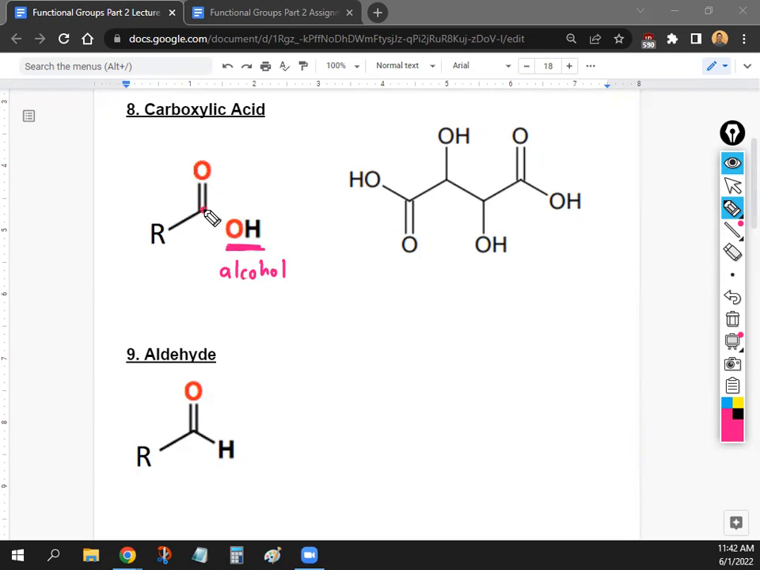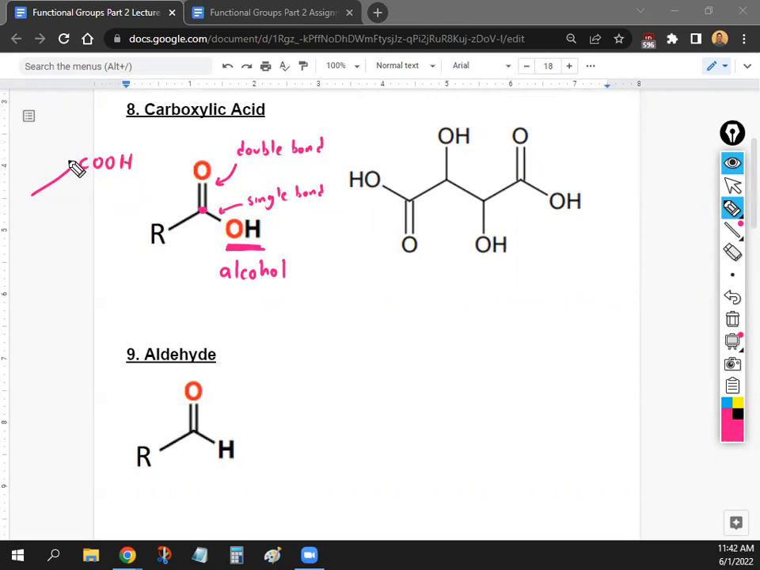You're going to see a carbon double bonded with an oxygen and single bonded with an alcohol. Okay, so that's what a carboxylic acid is. It's a carbon that has a double bond with an oxygen, and it has a single bond with an alcohol. Okay, so that's going to be the difference. Sometimes you might see a carboxylic acid written like this, so COOH. This is also a carboxylic acid.